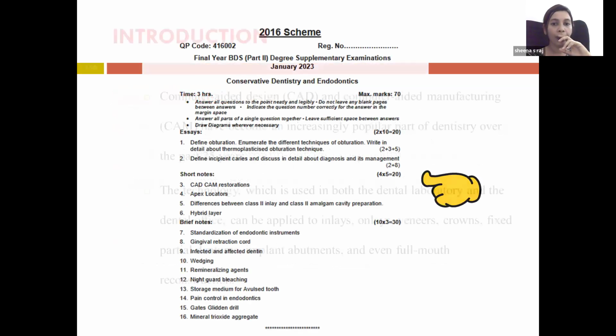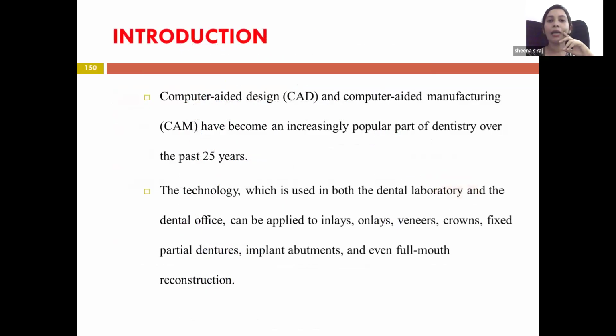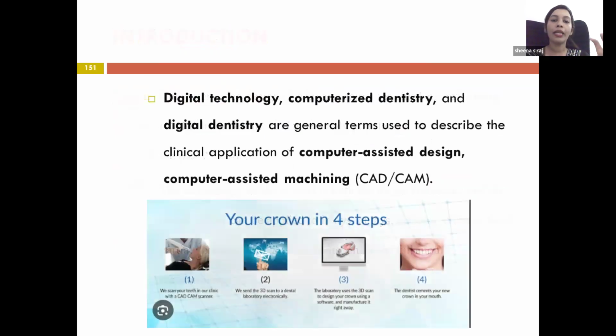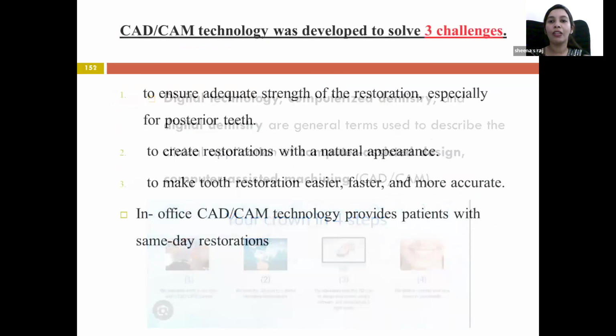Next important question is CAD-CAM. CAD-CAM is a recent advancement in dentistry over the last 25 years. What is CAD-CAM? That is computer assisted design and computer assisted machining. We will be scanning the patient, as you can see in the image. Instead of taking an impression, we scan, the data goes to the computer, and the computer image is sent to the lab. No impression will be there.